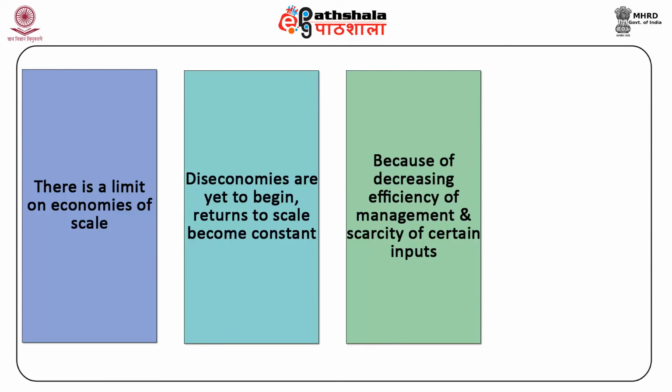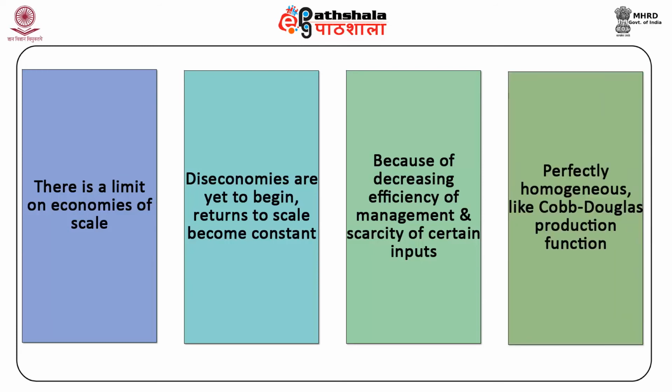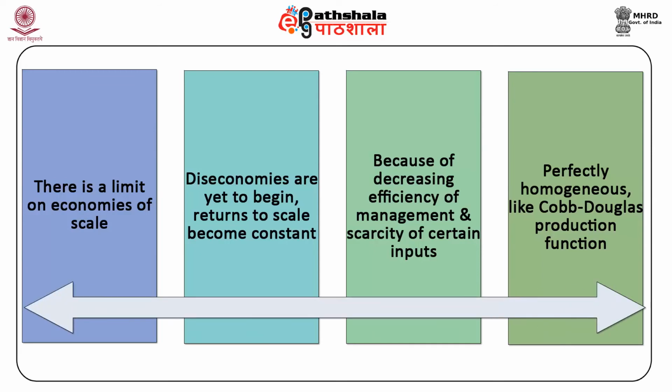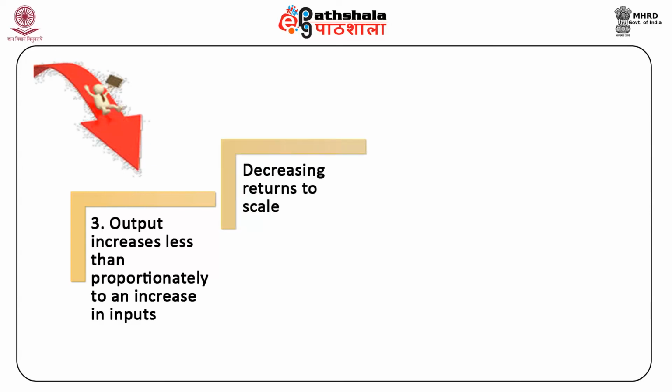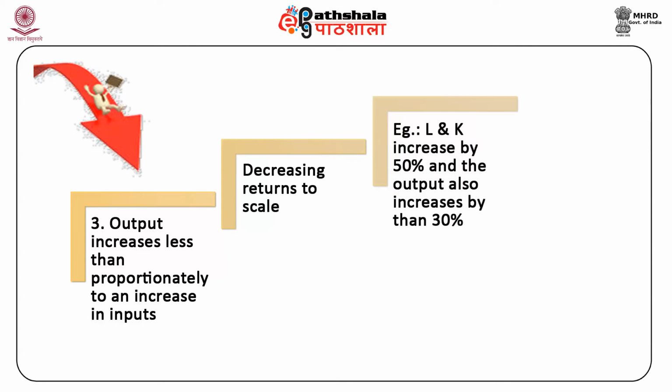Moreover, constant returns to scale appear when the factors of production are perfectly homogeneous, like the Cobb-Douglas production function. When output increases less than proportionately to an increase in the inputs, then it is known as decreasing returns to scale. For example, if labor and capital both increase by 50% and correspondingly the output increases by 30%, then it is known as decreasing returns to scale.